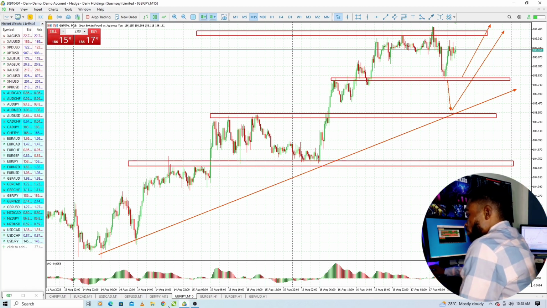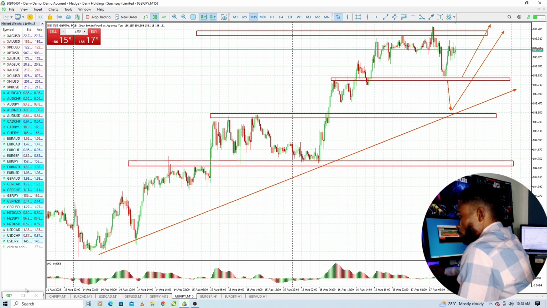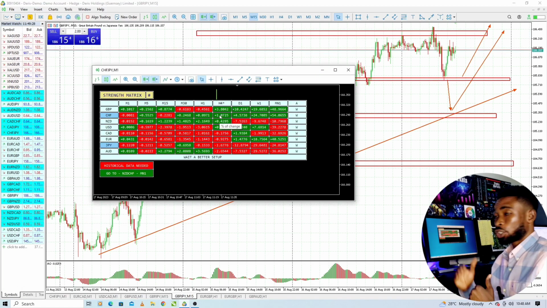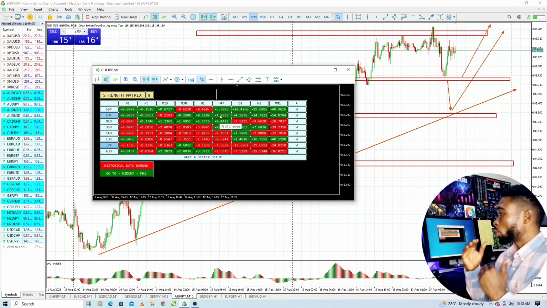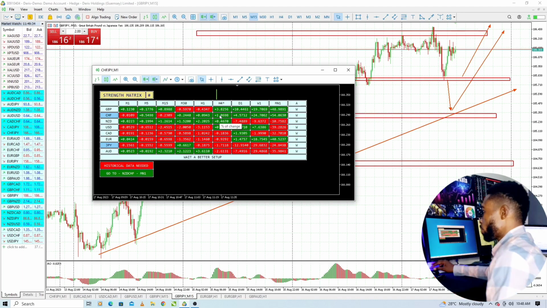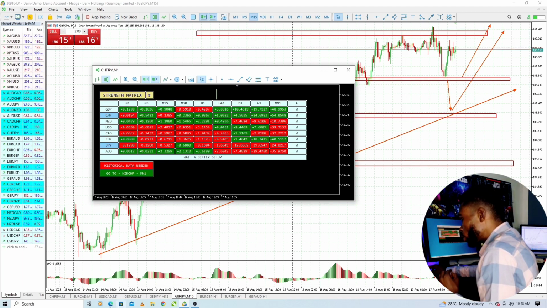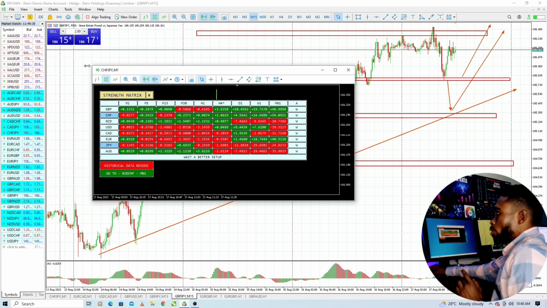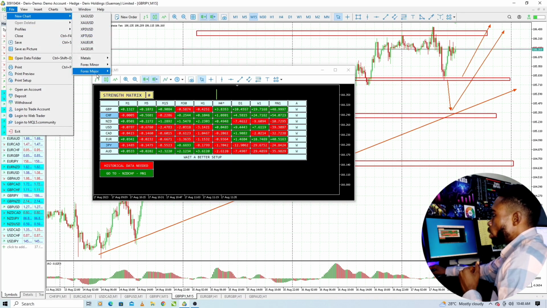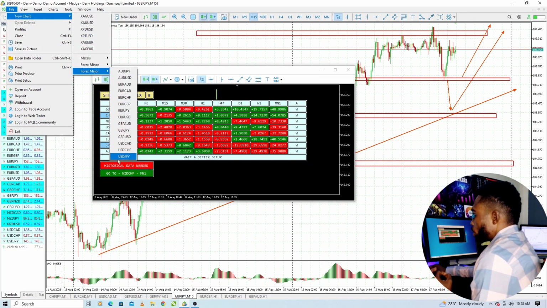So we merge the strongest with the strongest. We can see that pound is strong and the swiss is also strong. So we can merge the strongest with the strongest. And you see that definitely you're going to find a ranging market. Let's see. Pound swiss. Can I have pound swiss? Okay, so file, new chart, and I'll go to pound swiss.